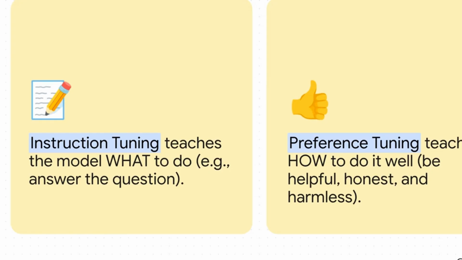Instruction tuning teaches the model what to do, like answer this question. But preference tuning teaches it how to do it well. Be more helpful, be honest, and critically, be harmless. This is the phase that really installs the model's personality and its safety guardrails.